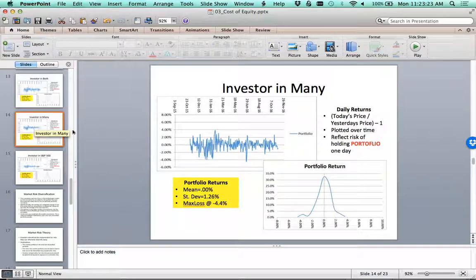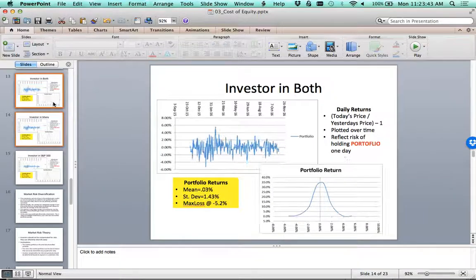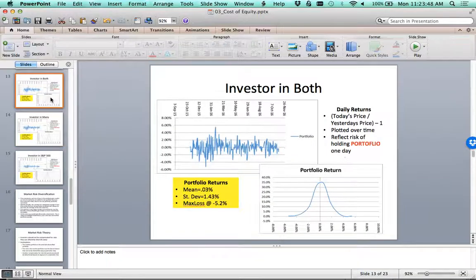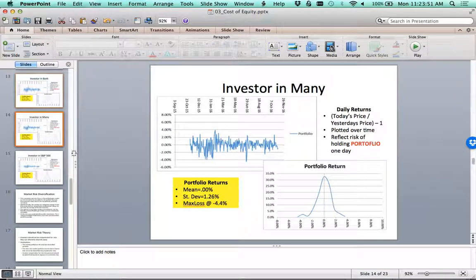Now, what happens if we were to put a whole bunch of them together? Here I've got an example where I've just combined 10 stocks together, the two plus some more. And when you put it all together, you get a mean of about 0%, so no average return. Standard deviation went from 1.43 down to 1.26. Max loss went from 5.2% to 4.4%. And so by adding more in, we've further reduced the risk.